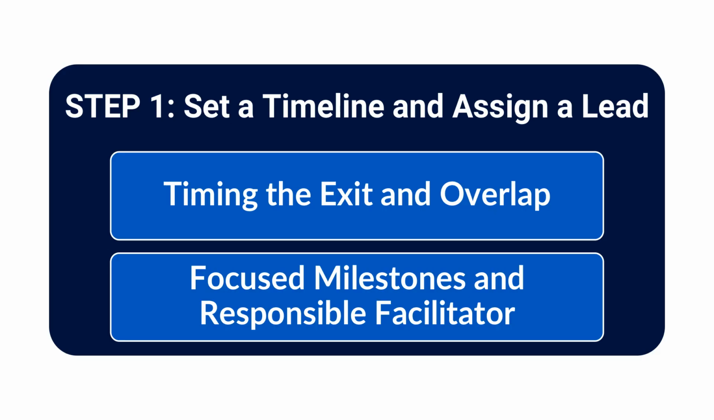Step 1. Set a timeline and assign a lead. Timing and organization are key components of a successful leadership transition. Establishing a clear timeline and designating a responsible lead to oversee the process are crucial steps to ensure a seamless transition. Understand that this timeline will help your employees gauge their expectations for the new leadership and provide clarity on what responsibilities will be assumed when.